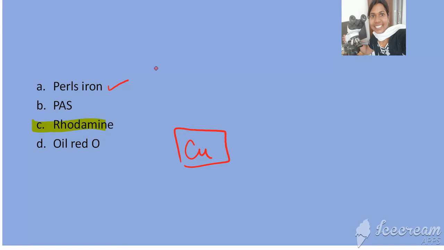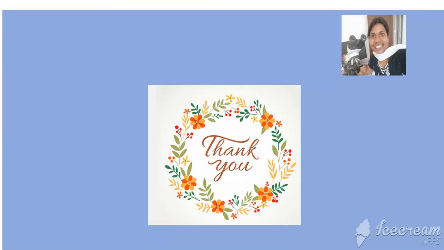So Perl's is used to highlight hemosiderin. PAS can highlight your basement membrane, fungal organisms, glycogen, mucin. Oil red can highlight your lipids. So the take home message is any neuropsychiatric manifestations, think about Wilson's disease, especially in a young age group, and you can go for a special stain, rhodanine, and sometimes liver biopsy can be normal. Thank you.